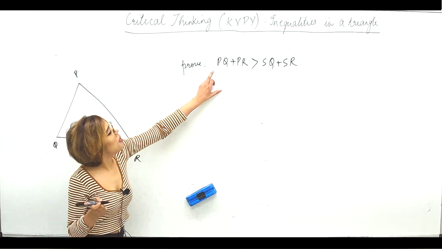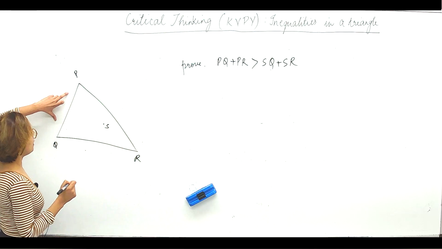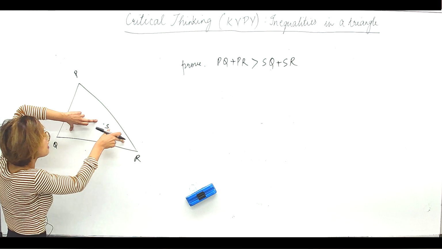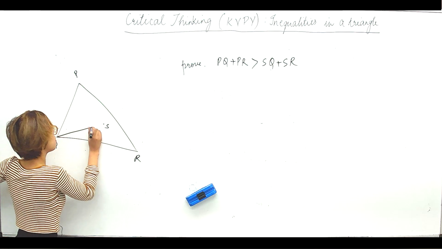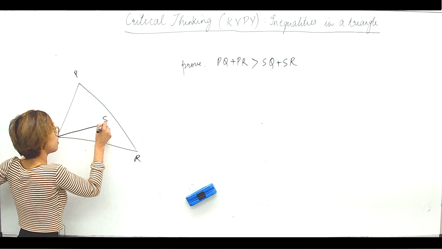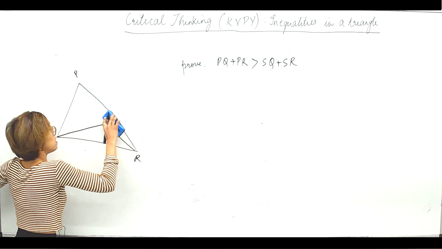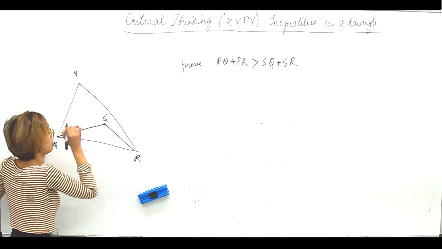Right? Now you need to prove that PQ plus PR is greater than SQ plus SR. So let me join SQ first and SR. Right? Okay. I need to prove it.